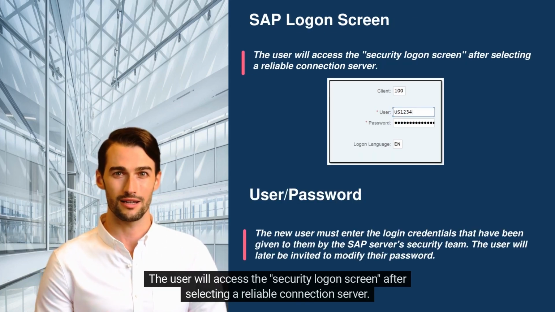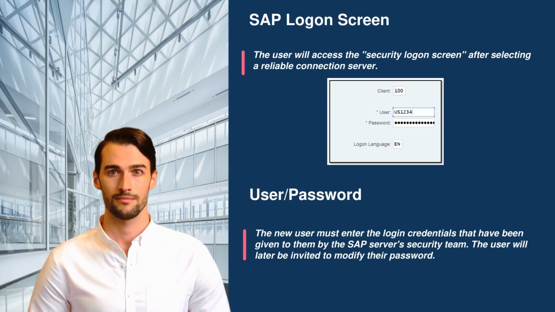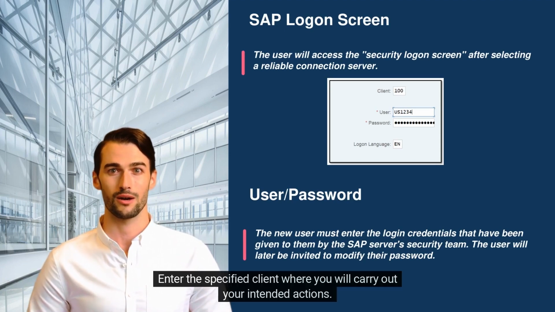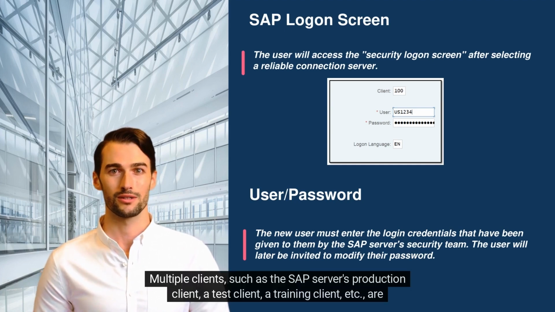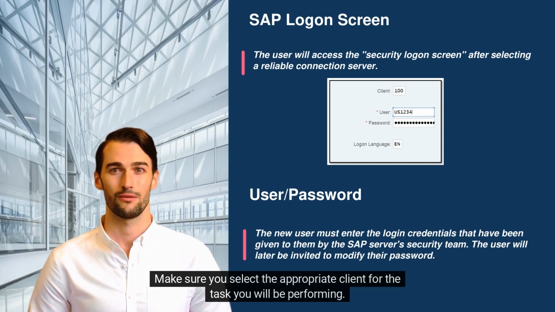The user will access the security logon screen after selecting a reliable connection server. Enter the specified client where you will carry out your intended actions. Multiple clients, such as the SAP server's production client, a test client, a training client, etc., are conceivable. Make sure you select the appropriate client for the task you will be performing.